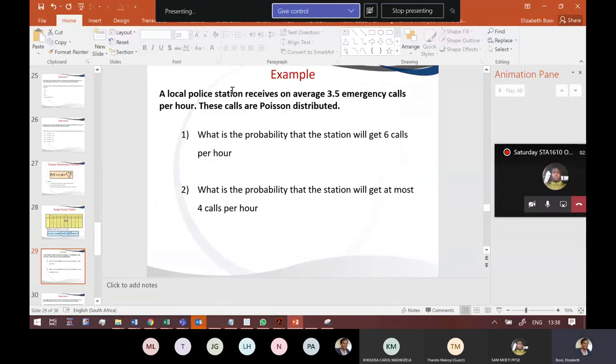Okay. A police station receives on average 3.5 calls. What is the probability that it will get at least 6 calls? So we go there. What is the probability that the station will get 6 calls? That is the exact probability.